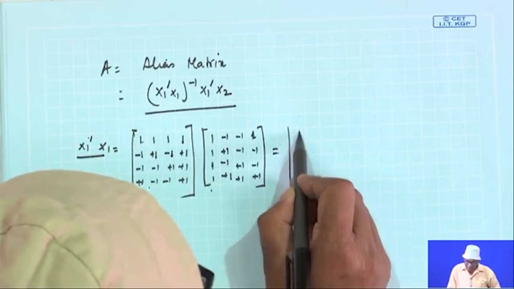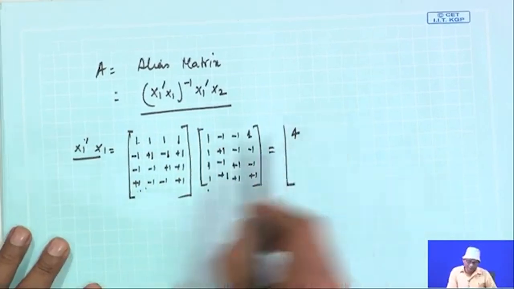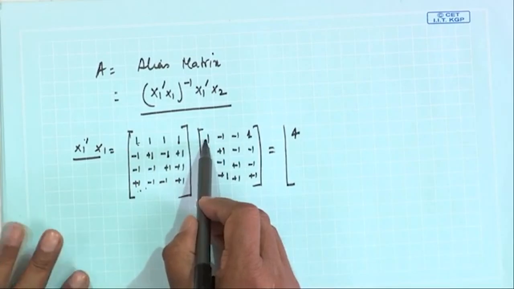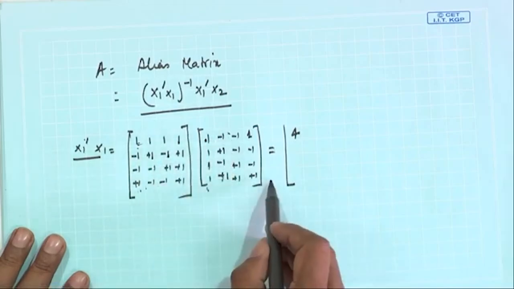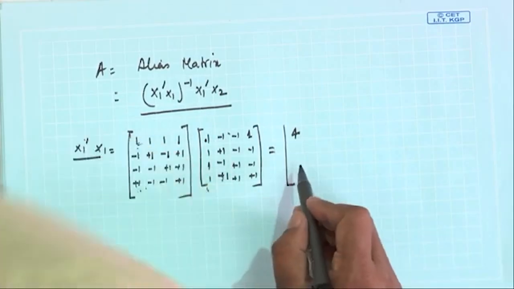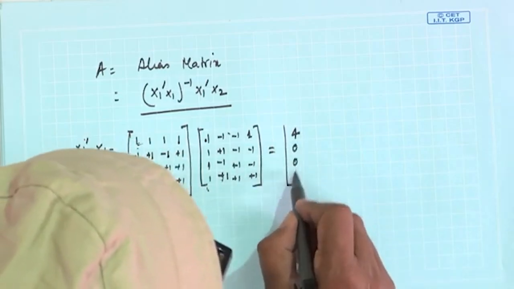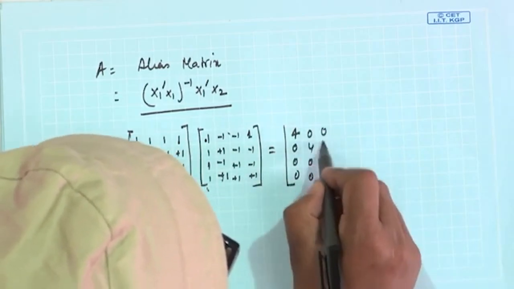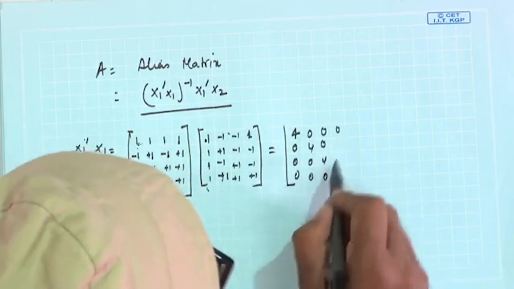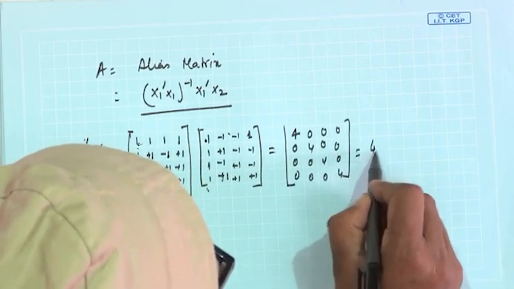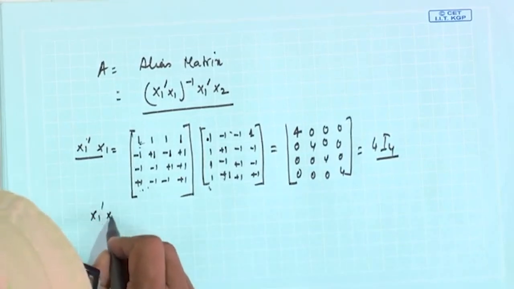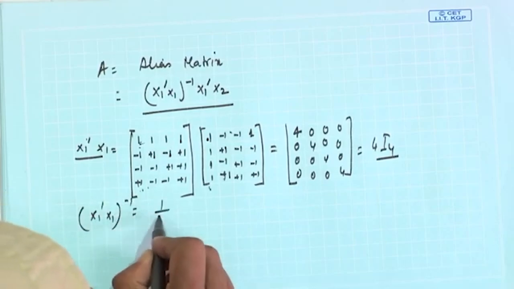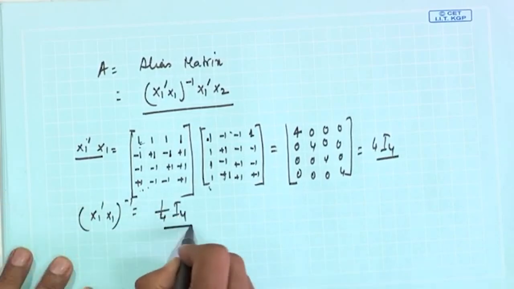So, if you multiply this, what are you getting now? All 1 into 4, so you will be getting 4. This into this, then this into this, plus, and this into this, plus and minus will cancel out. So ultimately you will get 0 0 0 0 4 0 0 0 0 4 0 0 0 0 4, which is 4 into I4. Okay. So, what will then be X1 transpose X1 inverse? It will be 1 by 4 I4.